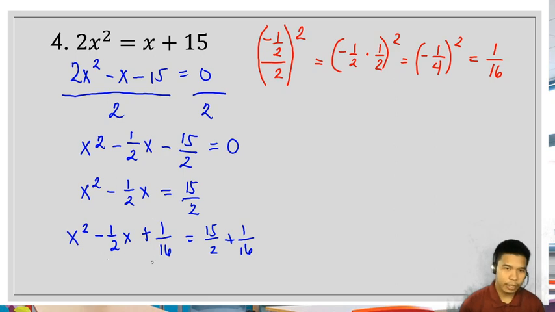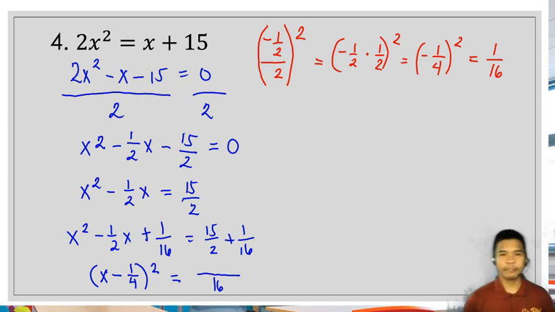And then, gagawin natin itong square binomial. Get the square root of x squared, that is x. Then, copy the sign of the middle term, minus. Then, the square root of 1 over 16. The square root of 1 is 1. The square root of 16 is 4. Quantity squared equal to, so the LCD of this is 16. 16 divided by 2 is 8. 8 times 15. So, meron tayong 8 na 15.